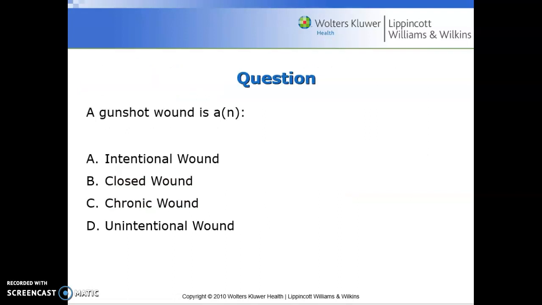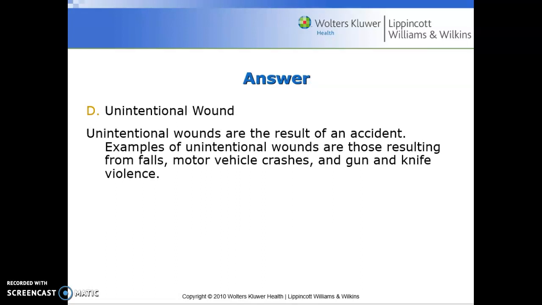A gunshot wound is an intentional wound, closed wound, chronic wound, or unintentional wound. The correct answer in this one is going to be the unintentional wound because they're a result of an accident. A person didn't intentionally shoot themselves, but it did happen.